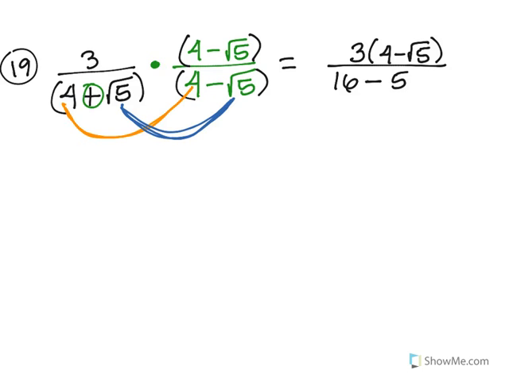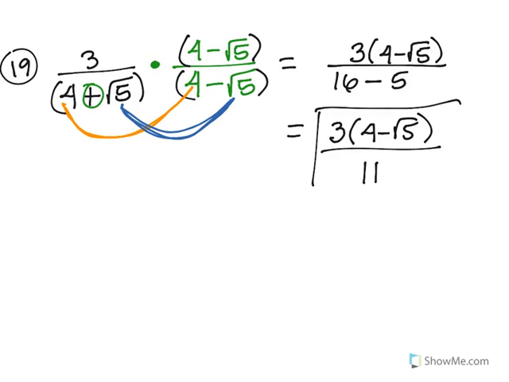And then what's 16 minus 5? 11. Now I didn't get 12, so they don't reduce. 3 and 11 don't reduce. Now honestly, I will take that answer. That's correct. It's in lowest form.